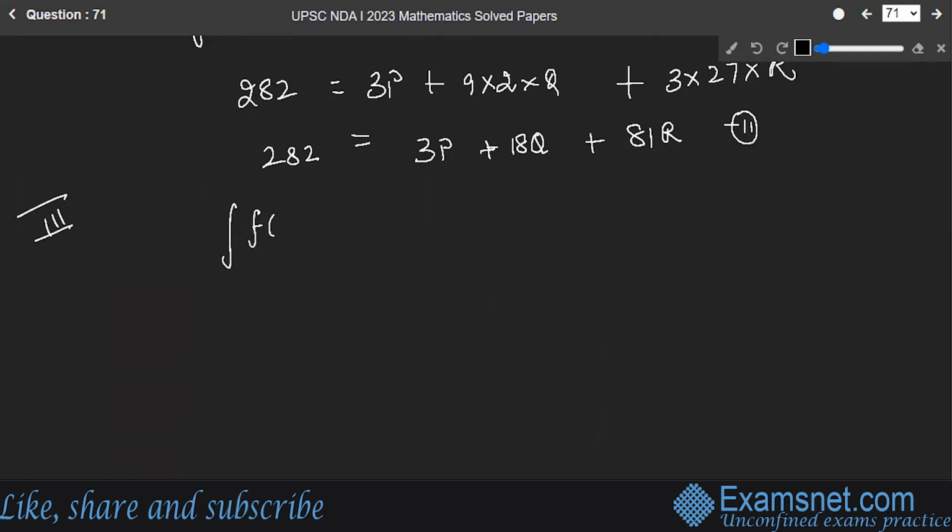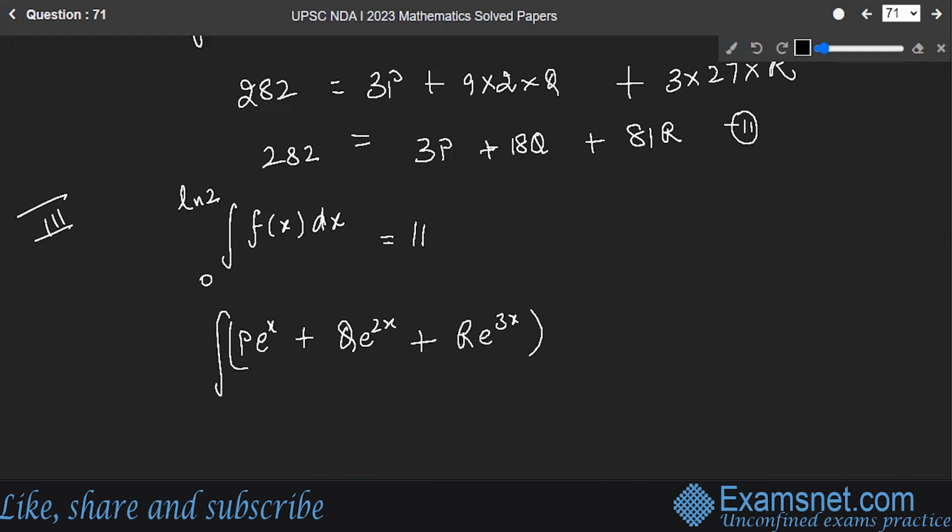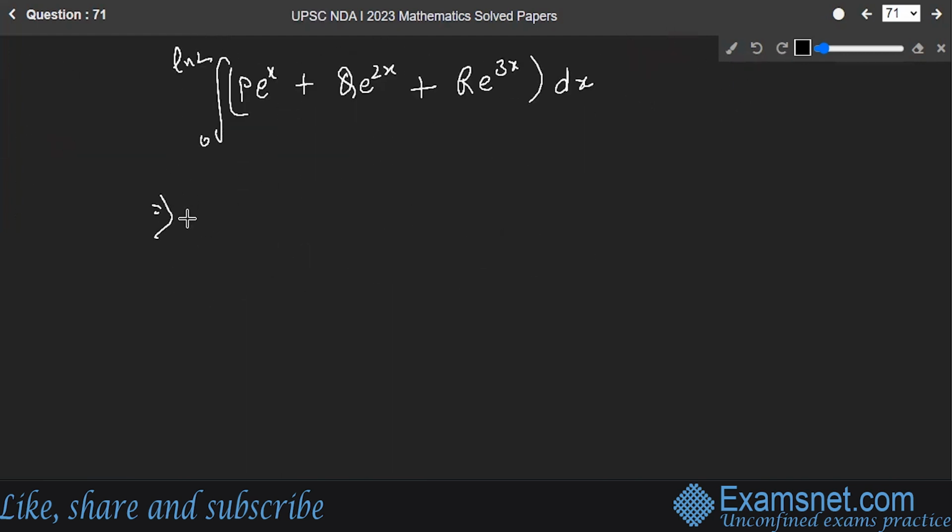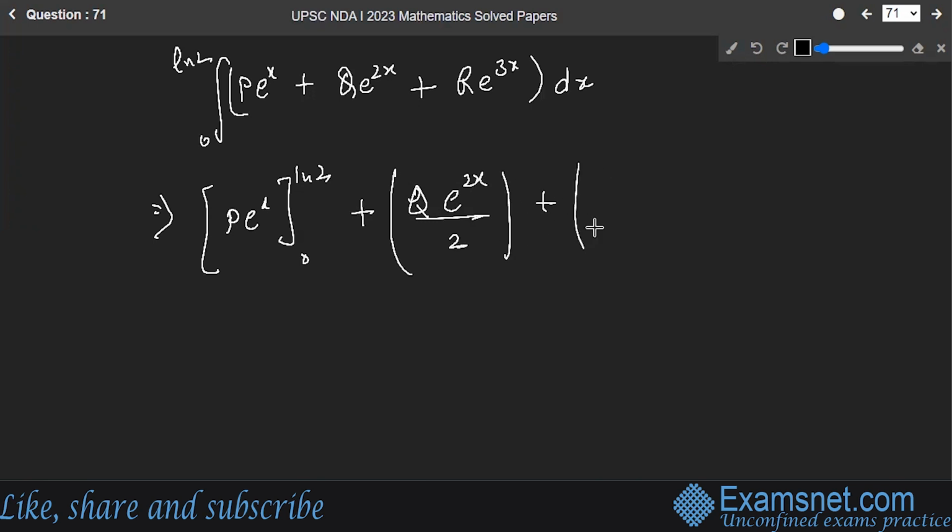Integral of f of x dx. The limits are from 0 to natural log of 2 is equal to 11. So this is integral of p e raised to power x plus q e raised to power 2x plus r e raised to power 3x dx from 0 to natural log 2. So let's find out the integral now. So this will be p e raised to power x from 0 to natural log 2 plus q e raised to power 2x upon 2 plus r e raised to power 3x upon 3.